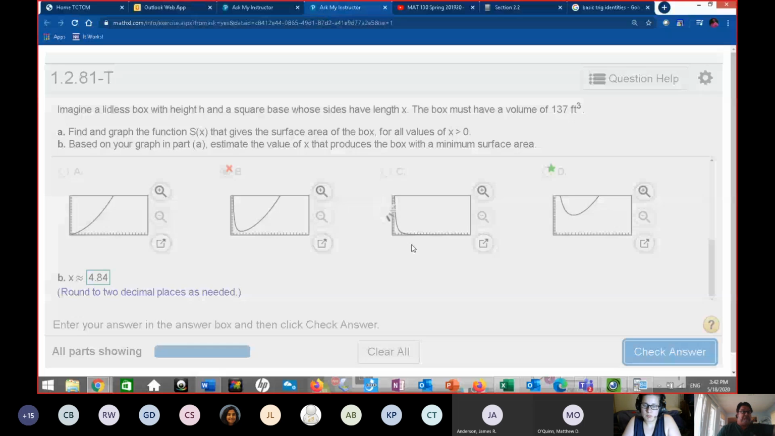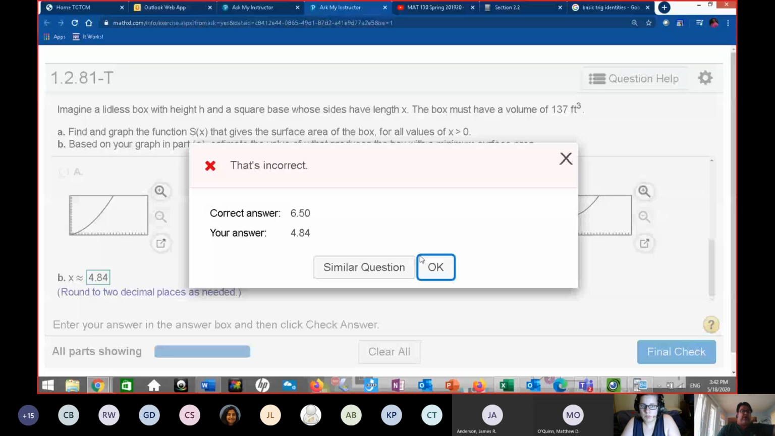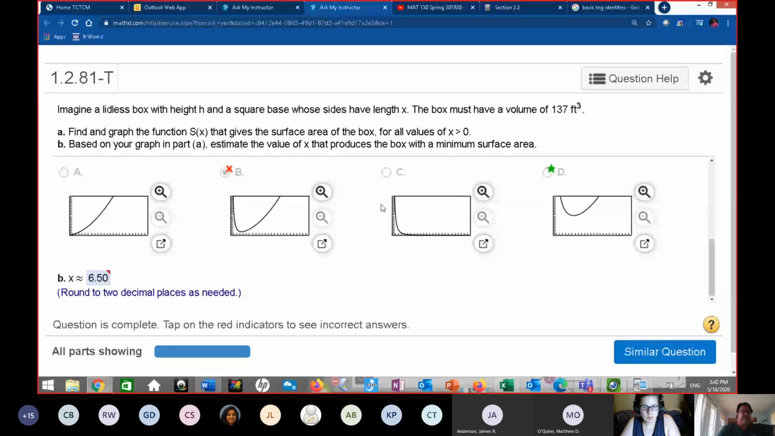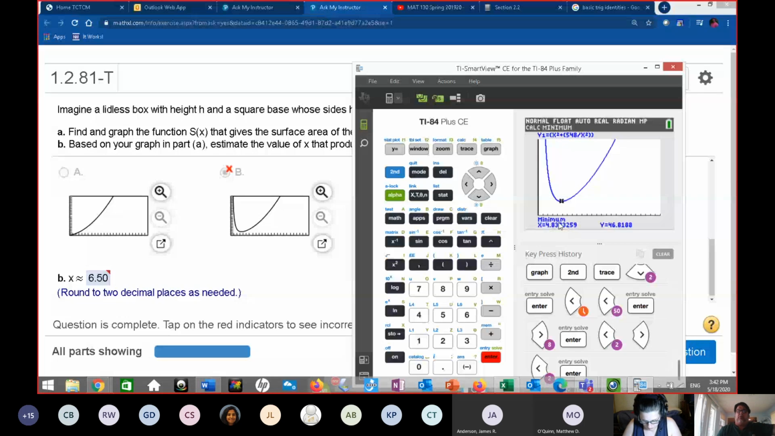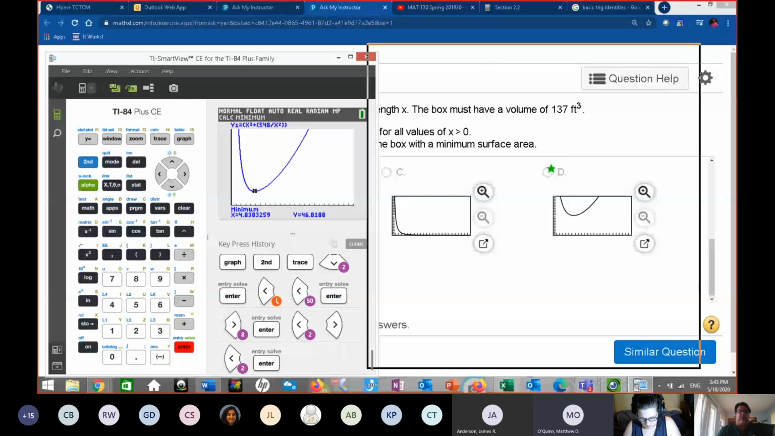6.5. I have no idea how they got 6.5. Did anybody get 6.5 on their calculator? There's no way. I think something's wrong with that question. There was another one where you had to round to 4 decimal places and try as you might, short of blowing up the window so that you were staring at like 1 pixel's width, there was no way to get it within that accuracy. I think there's something wrong with that question.